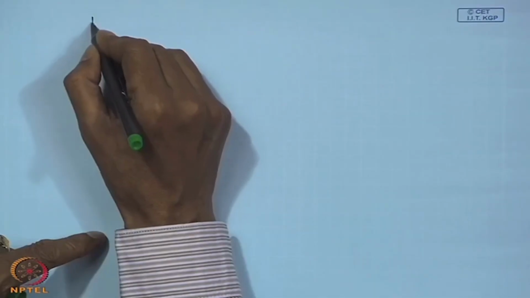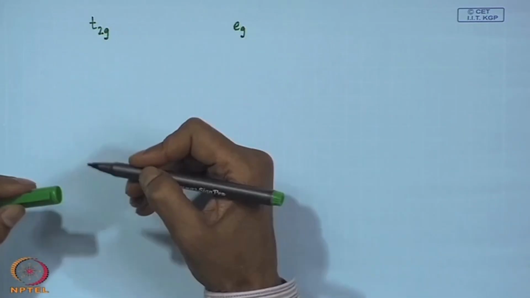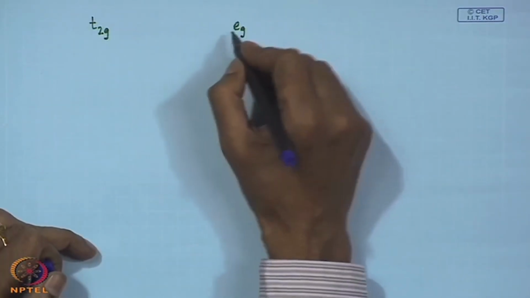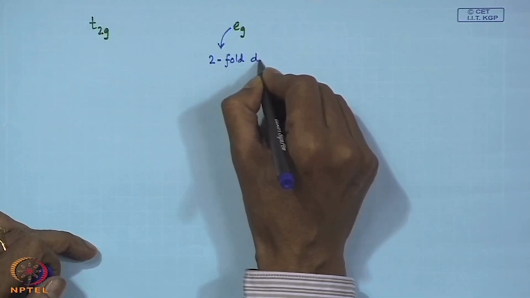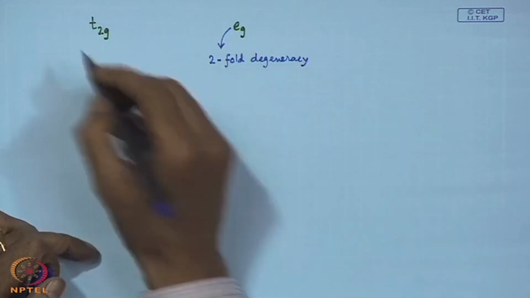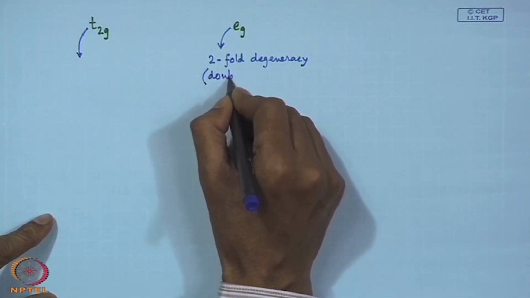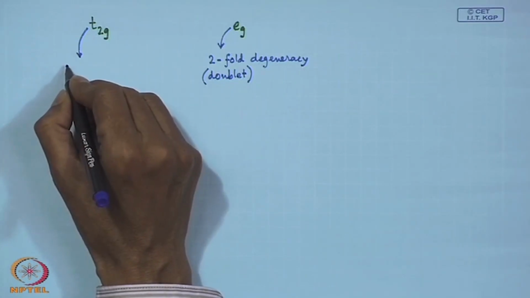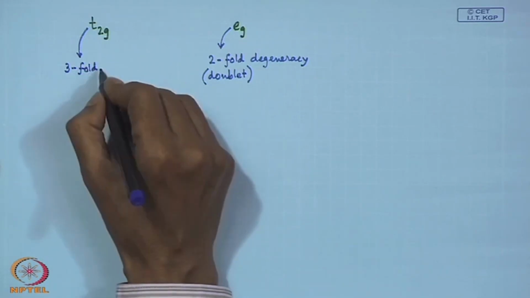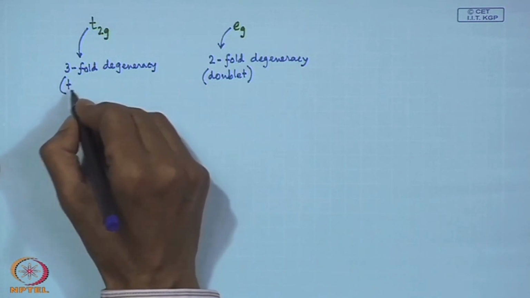And we have these two levels which we are considering, one as the T2G level and another as the EG level. In these cases the E stands for the corresponding twofold degeneracy, and T stands for the triplet one. This twofold means a doublet, so the degeneracy is doublet, and here the T stands for a threefold degeneracy, or triplet.